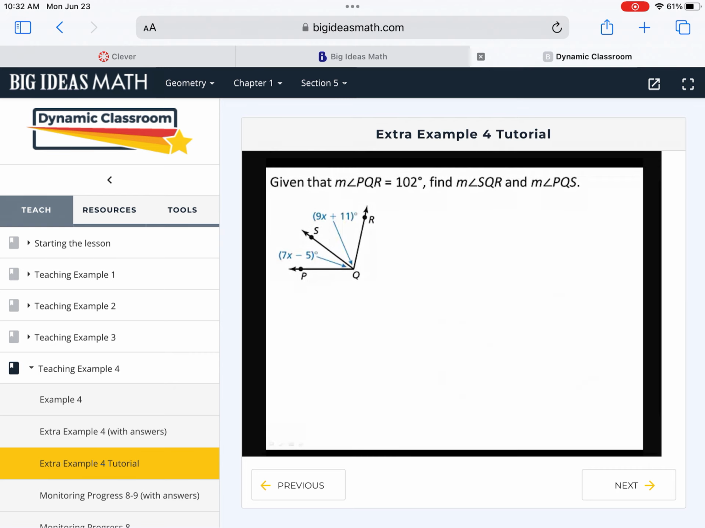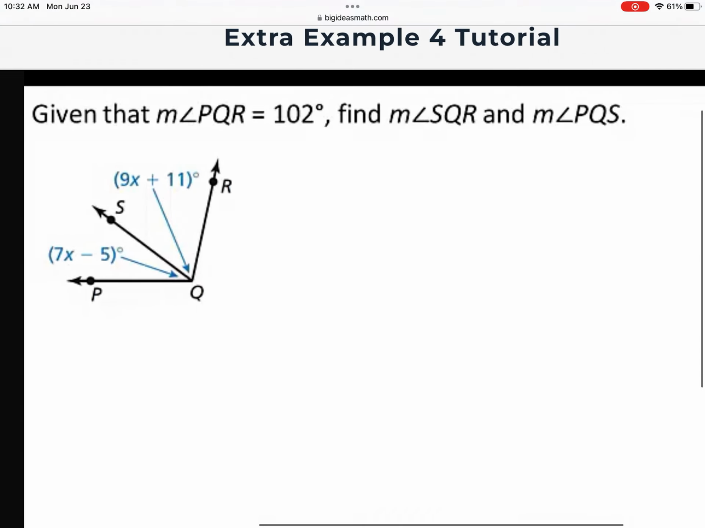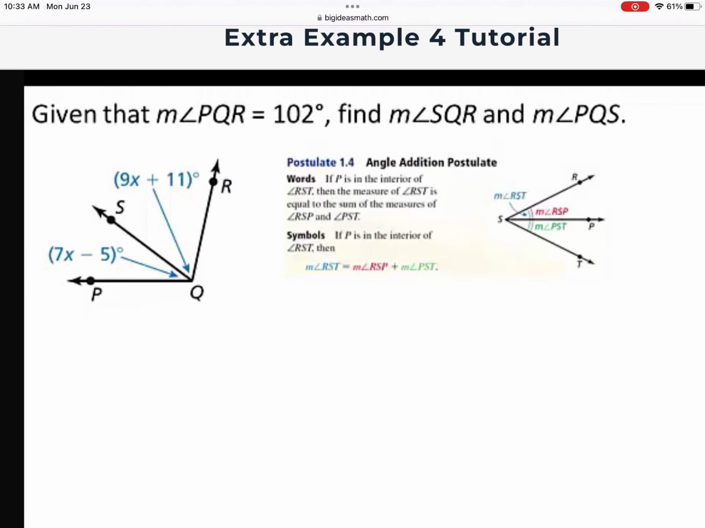Given that the measure of angle PQR equals 102 degrees, find the measure of angle SQR and the measure of angle PQS. To find the measure of angle SQR and the measure of angle PQS, you can use the angle addition postulate.